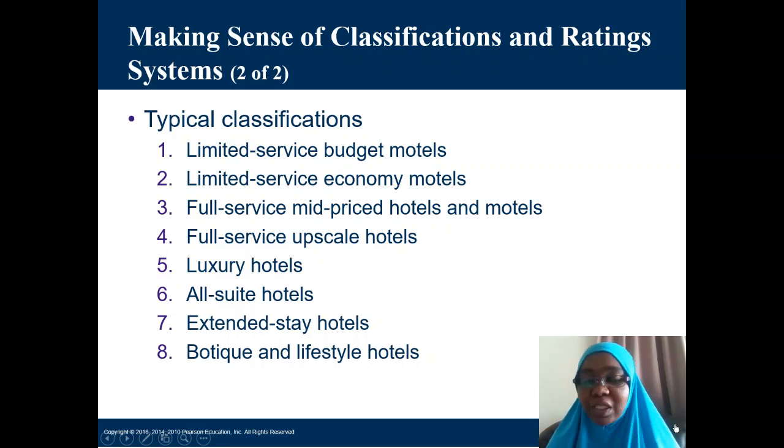So we have luxury hotels. If the money is available and you have the wherewithal, then you just lodge in a luxury hotel. Apart from that, we have all suites as well. We have extended stay hotels, and we have the boutique and the lifestyle hotels. All these are the classifications, and there are times that they even have ratings. There are rating systems for all this kind of accommodation, in terms of hotels, motels, inns, and so on.